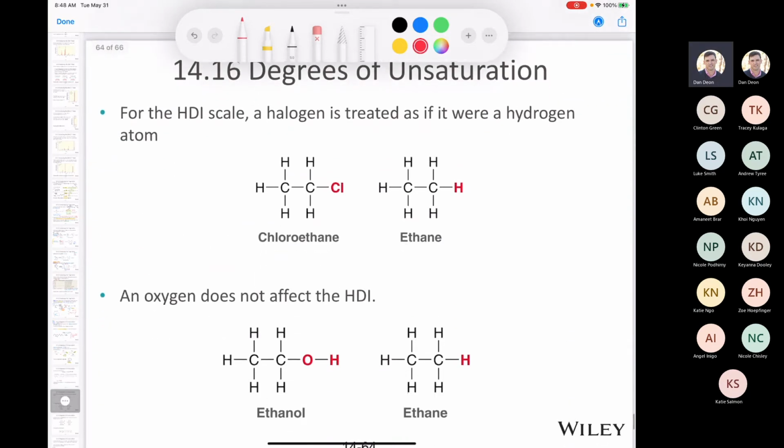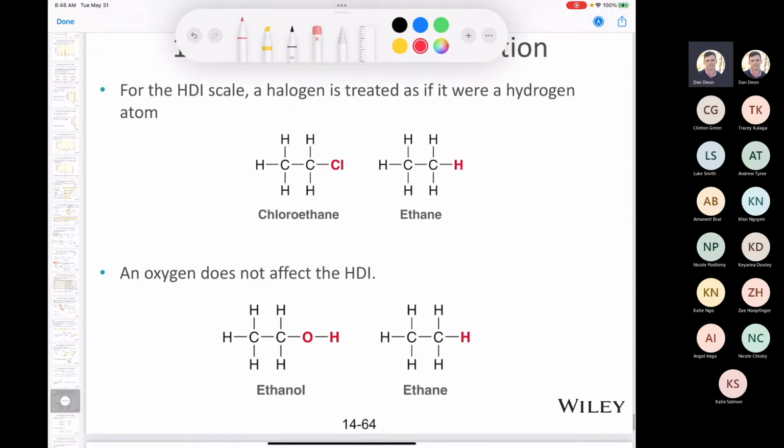Now, when you're trying to calculate the HDI, and it can be calculated using a very straightforward formula, what do you do if you have an atom that isn't a hydrogen? Because sometimes we have alcohols or aldehydes or ketones, whatever. Well, if you have a halogen in your molecule, you treat it just like it's a hydrogen. So it doesn't affect the HDI at all.